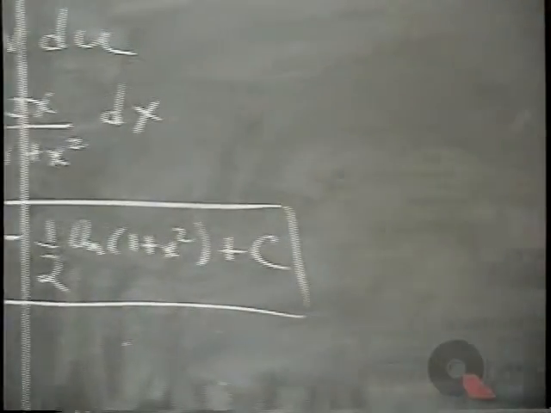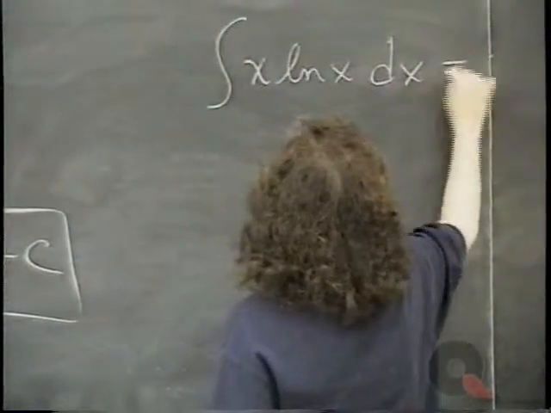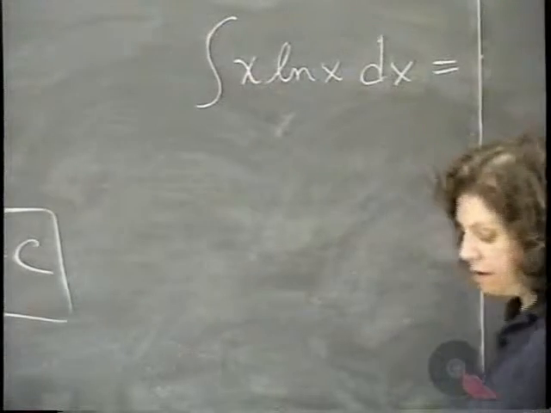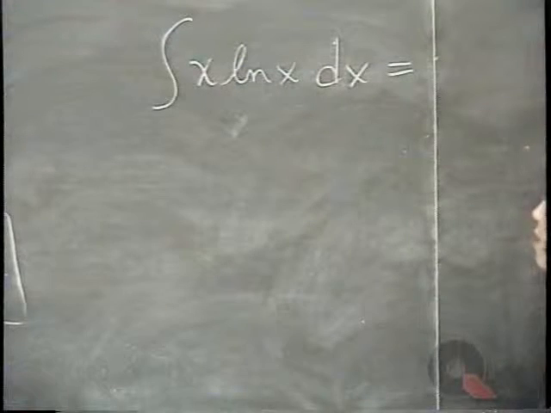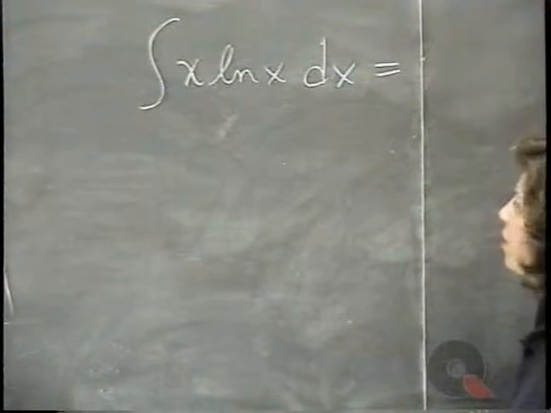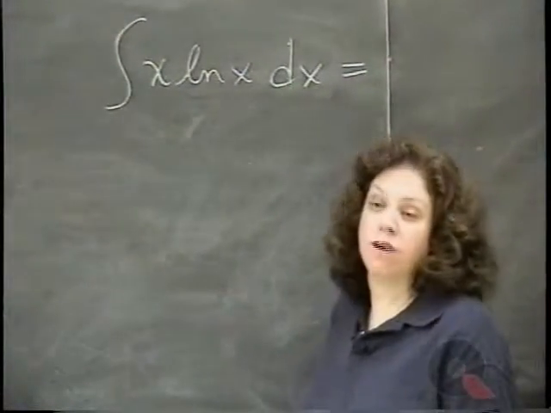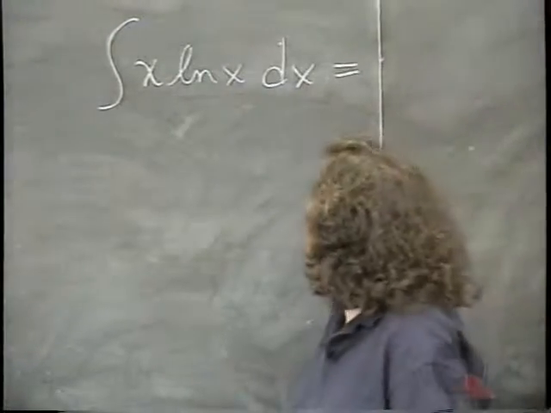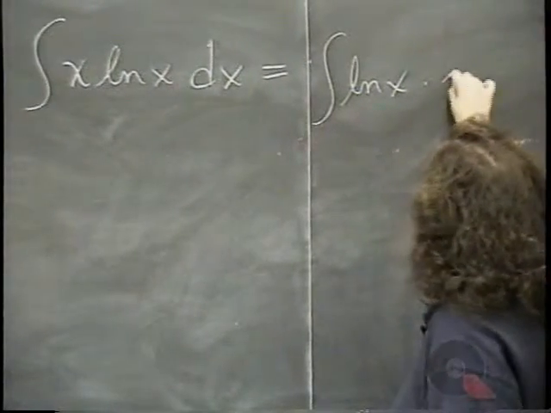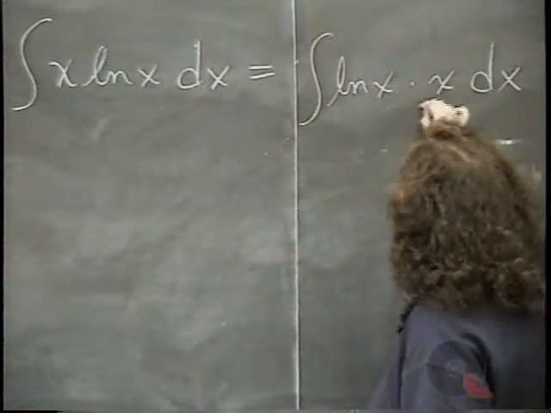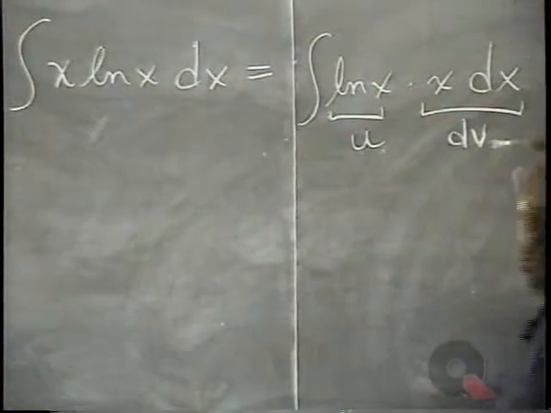Okay, for my next example, let's try x ln x dx. Now, I know in general I say dv should be the most complicated thing I can integrate, and we've been taking the transcendental part. In this case, we don't have that option because I can't let dv be ln x dx because that's not one of my basic forms. I don't know how to integrate ln x dx. So I'm going to have to rewrite this as ln x times x dx, and I'm going to let dv be the x dx and ln x be the u.